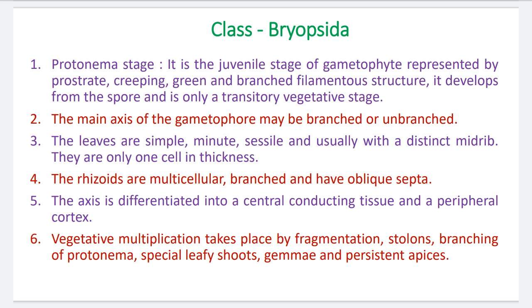Number 6, vegetative multiplication takes place by fragmentation, stolons, branching of protonema, special leafy shoots, gemmae and persistent apices. So these are the different types of vegetative multiplication in Bryopsida.